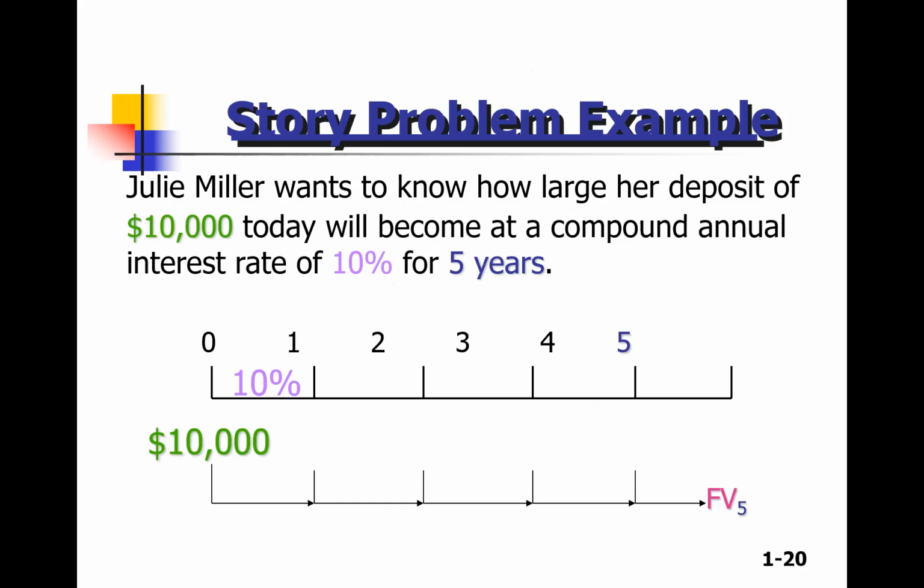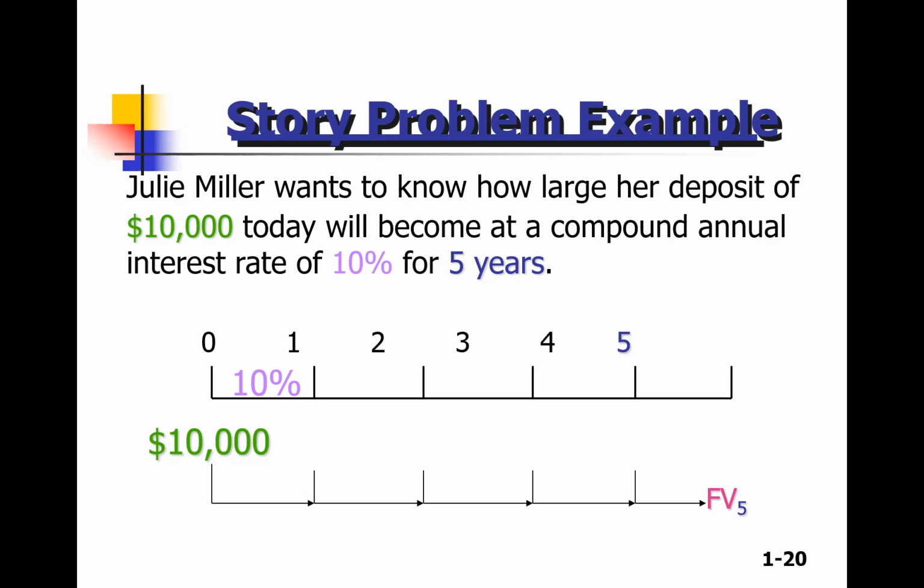Now we come to the story problem. If we have a problem in the form of a story, then how can we calculate the future value, and how can we understand what is the present value, what is the interest rate and what is the time period? So here, Julie Miller wants to know how large her deposit of 10,000 today will become at a compound annual interest rate of 10% for 5 years.